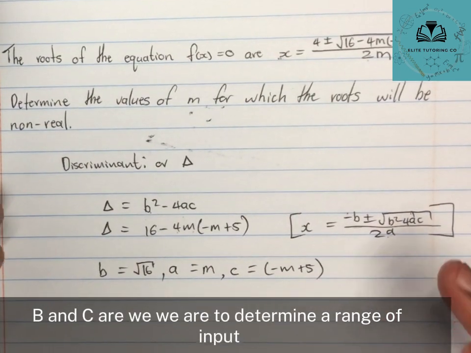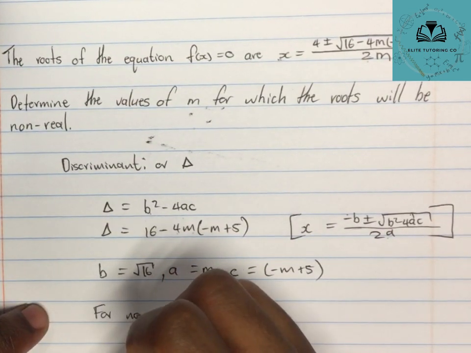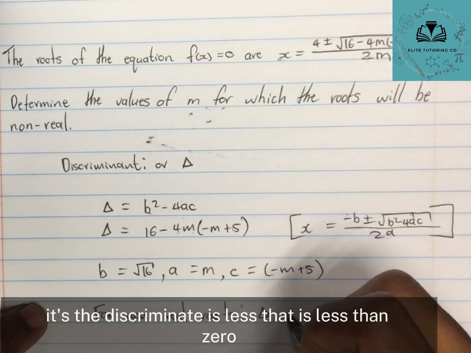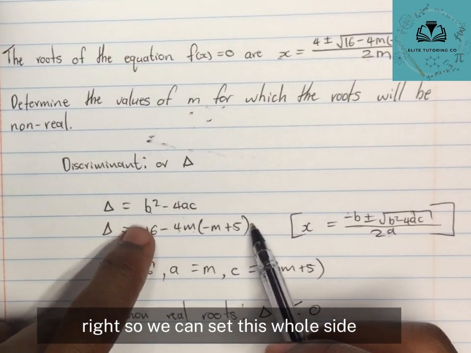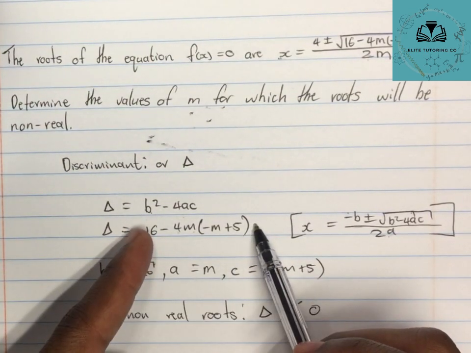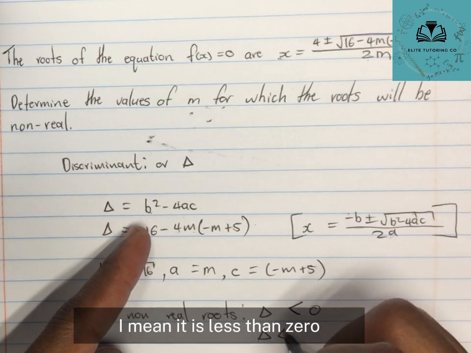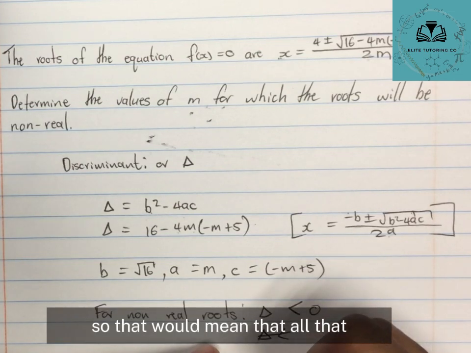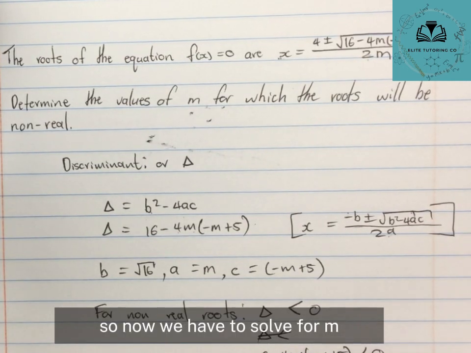But we are asked to determine the values of m for which the roots will be non-real. Now we know that for non-real roots, the discriminant is less than 0, right? So we can just set this whole side, that is your right-hand side, the discriminant, all of it, to be less than 0. Yes, it's less than 0. So now we have to solve for m.